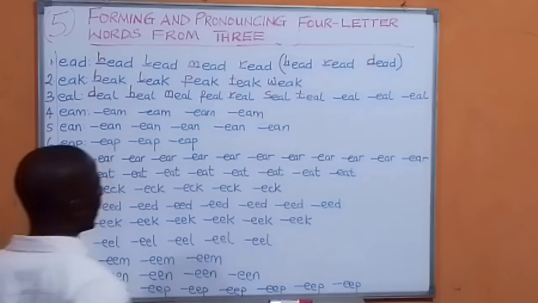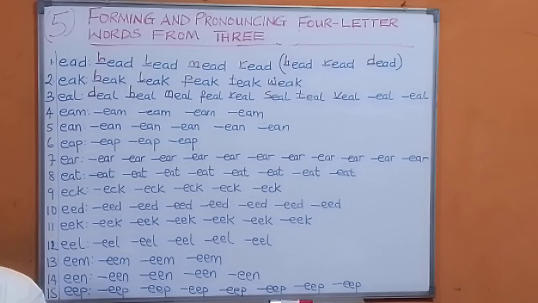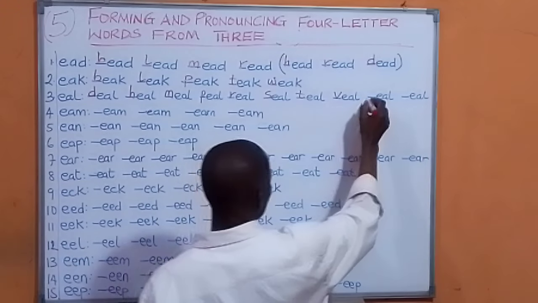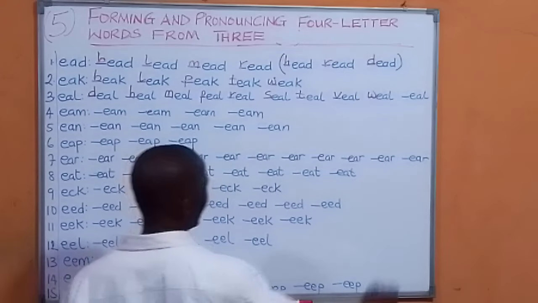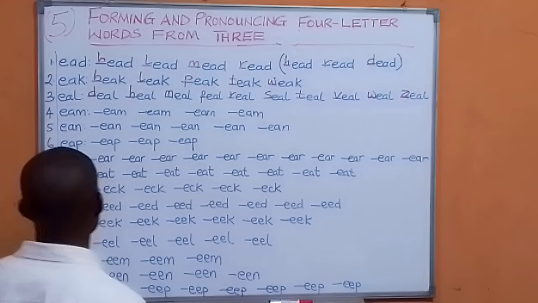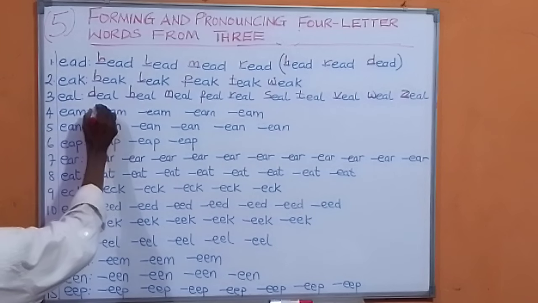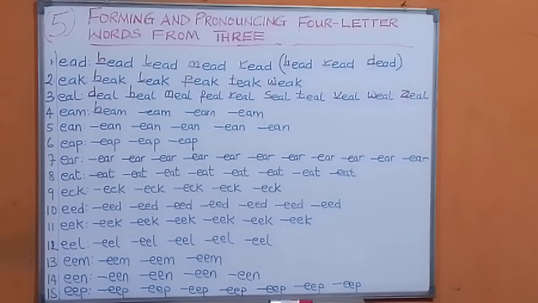Let's put T there, it's going to be teal. Let's put V there, it's going to be veal. Let's put W, it's going to be wheel. Let's put Z there, it's going to be zeal. Let's go to "eam", number four. Let's put B, it's going to be beam.